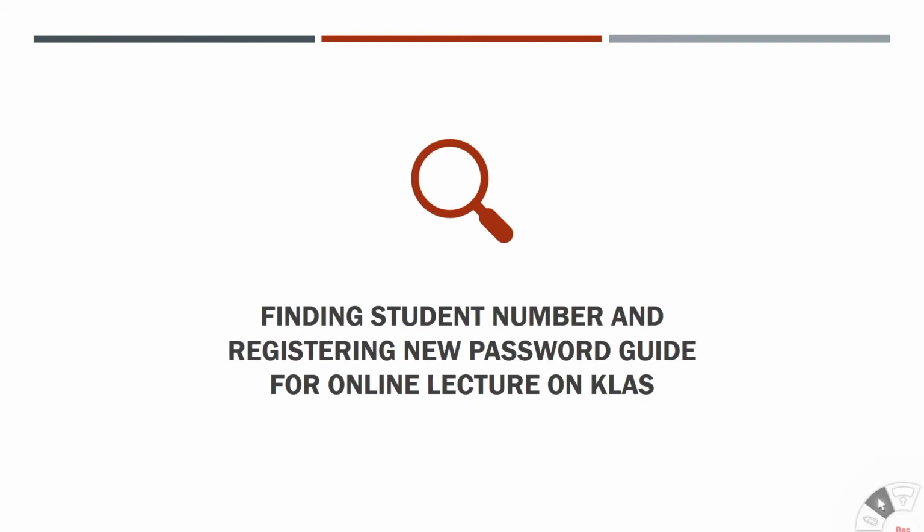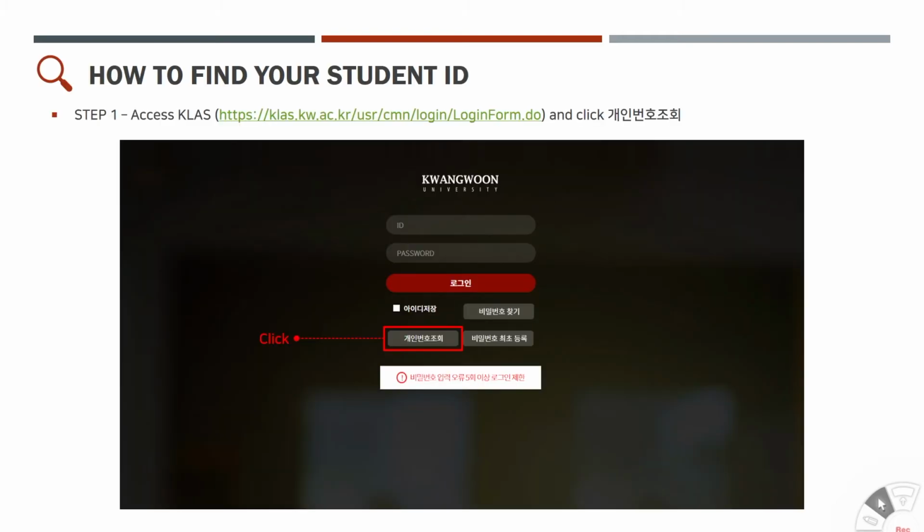Here I'm going to talk about how to find your student number and how to register a new password on KLAS. So the first step to find your student ID is to go to the KLAS homepage. You can click on the link, or you can just go to klas.kw.ac.kr, and then you'll see this login page.